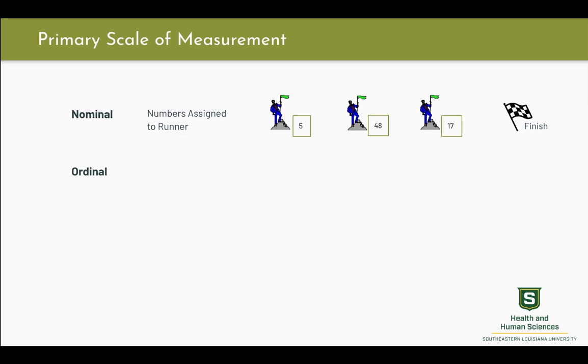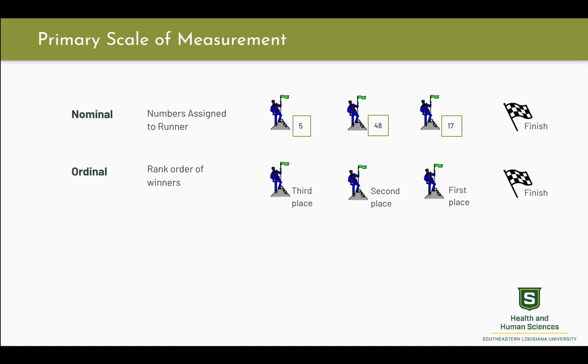But you could be talking about it in terms of ordinal, in which case we are looking at the rank order of the winner, also using the finish line, where the person with number 17 is the first person to finish, the person with number 48 was the second person to finish, and the person with number 5 is the third person to finish. So you can understand that with nominal and ordinal, it really all depends on what you're using the data to do.